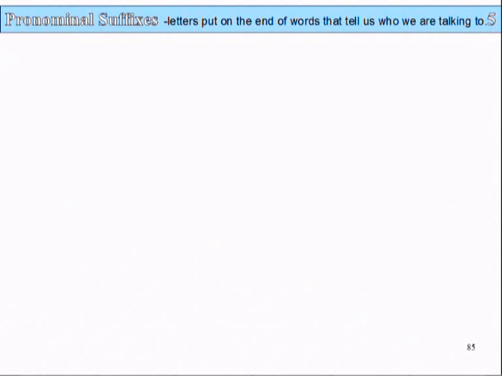Slide 85, Lesson 5, Pronominal Suffixes. Again, pronominal suffixes are letters put on the end of words that tell us who we are talking to. And we're going to have a look at some examples from Scripture.